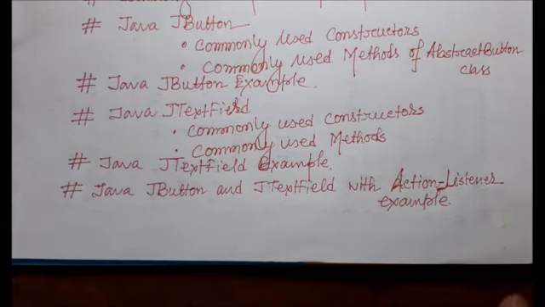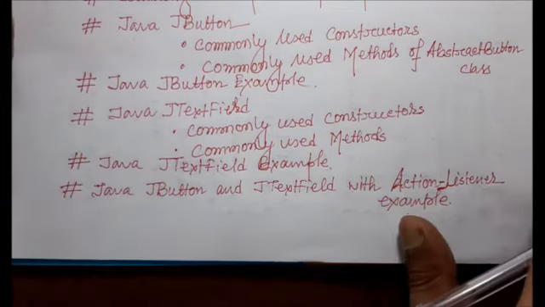So let's start with the JButton. JButton is a class, as you already know from the hierarchy we have seen. JButton is used to create a labeled button that is platform independent, because we have already discussed that Swing is a platform independent implementation. The application results in some action when the button is pushed. So if I push a button in our window, we will see that.